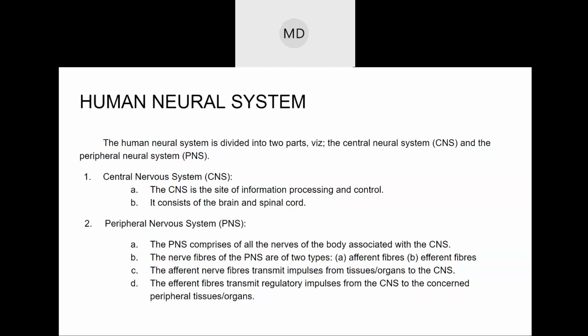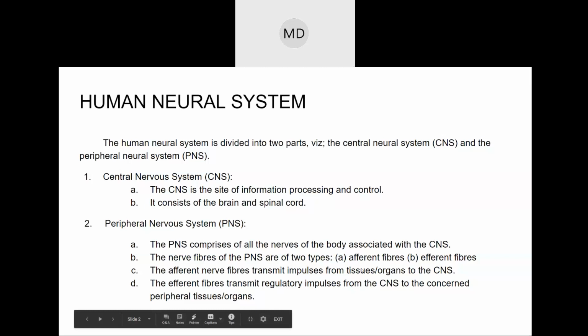Okay, let's give an example, right? You're walking on the road. You see a hole or a muddy part in the road. When you see it, your eyes send a signal to the brain. When it sends the signal to the brain, it is done by the afferent nerve fiber. Is it clear? Because the impulse is sent from the organ to the CNS.